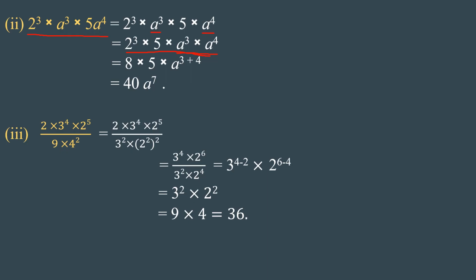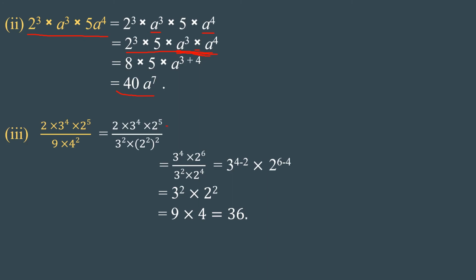2 power 3 can be written as 8. 5 can be written as 5, and here if we observe, their bases are the same and they are multiplying, so their exponents should be added, that is a power 3 plus 4. So we got 40 into a power 7. And the third one is 2 into 3 power 4 into 2 power 5 divided by 3 into 4 power 2.